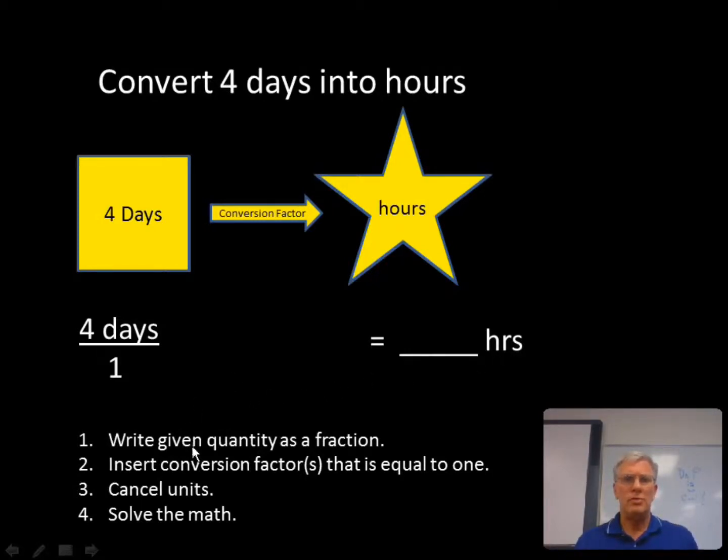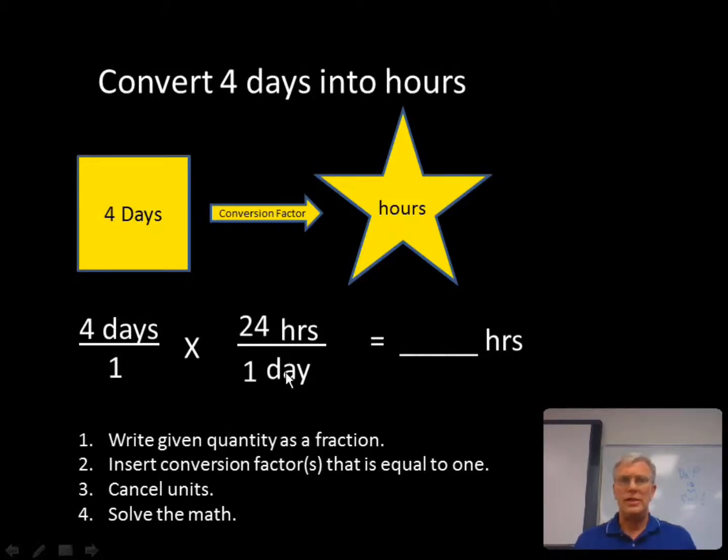And what we want to do is come up with a conversion factor that is equal to 1 that will get rid of days and turn it into hours. So we're going to multiply by a conversion factor that is equal to 1 that will cancel out the days. Days is in the numerator here. We want a conversion factor where days will be in the denominator so that the days will cancel, and we'll be left with hours. Well, what would be equal to 1 in this case?